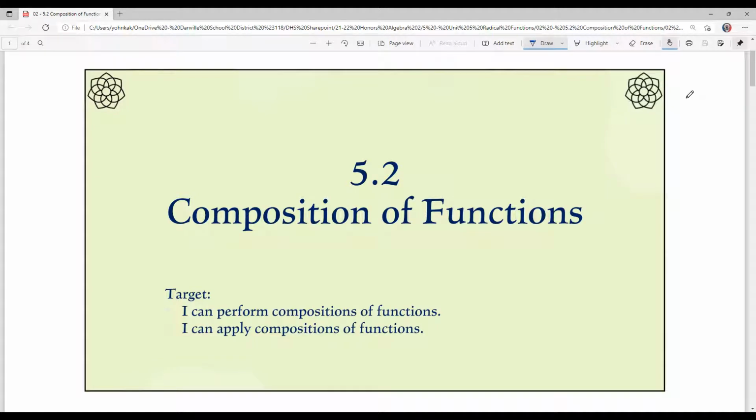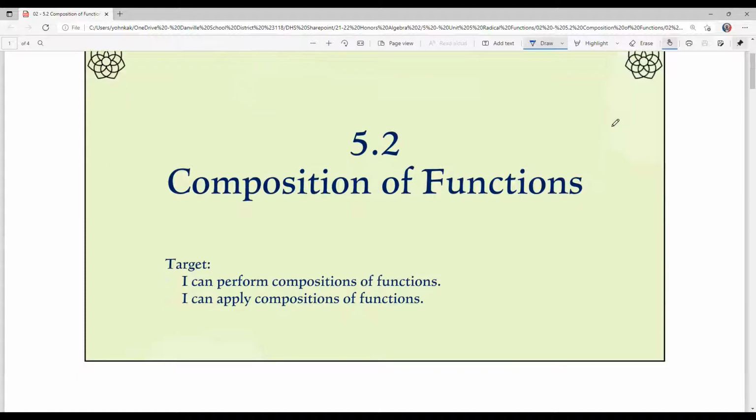Hey kids, welcome to section 5.2, composition of functions. Today you're going to learn how to perform composition of functions and how to apply composition of functions.